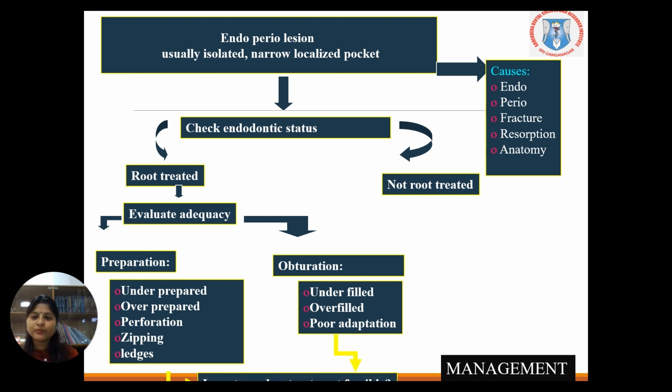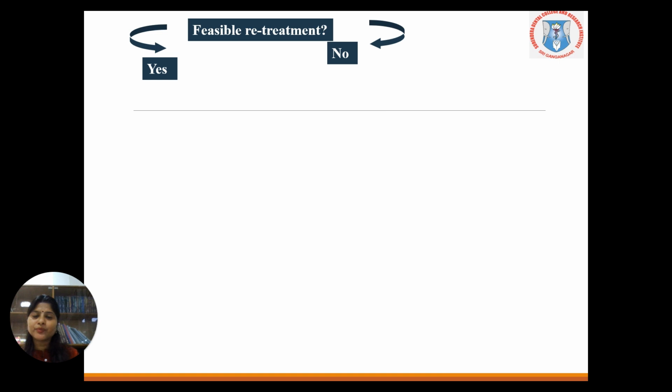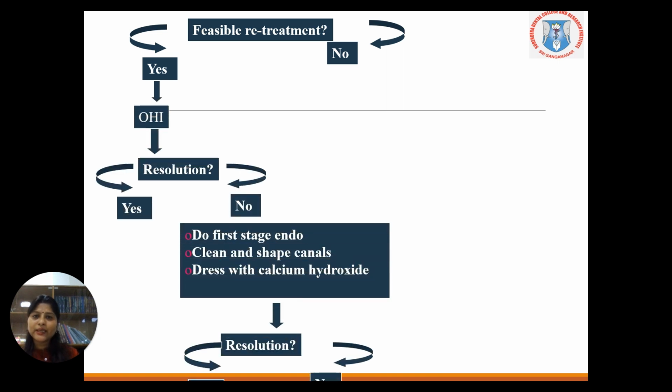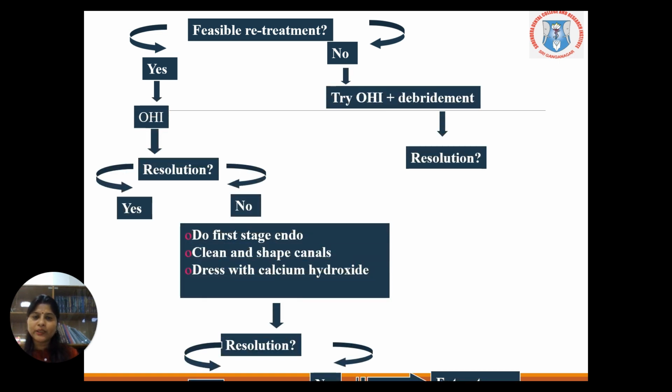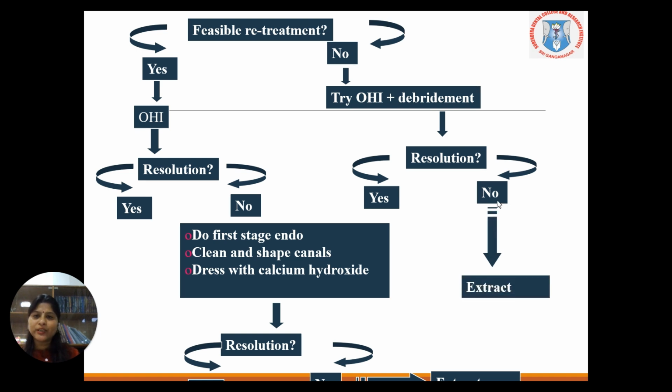If we evaluate that it is not adequate, then check whether we can do the root canal again or we cannot. If it is not root canal treated, check for the vitality, whether the tooth is vital or non-vital. Now, in case of the root canal treated tooth, if the root canal is not feasible, go for scaling and root planing, then debridement, and if it is resolved, then it is okay. Otherwise we have to go for extraction.